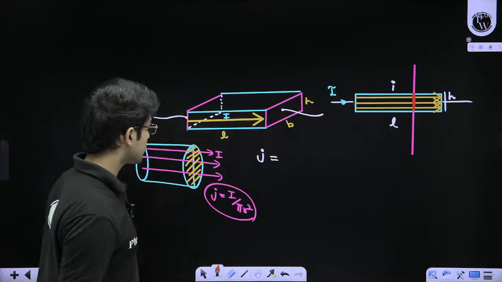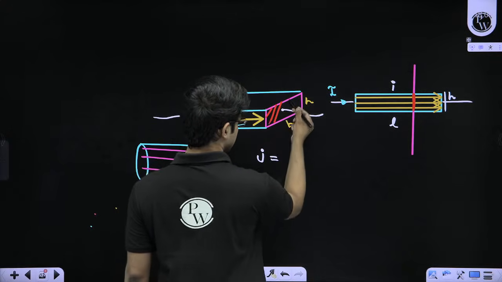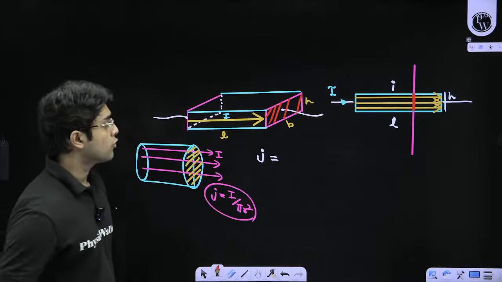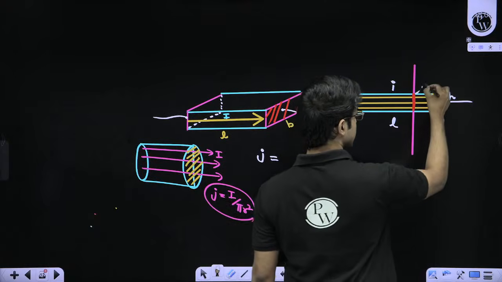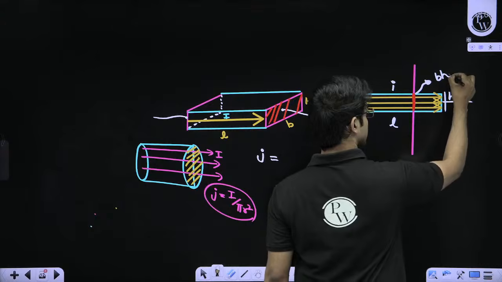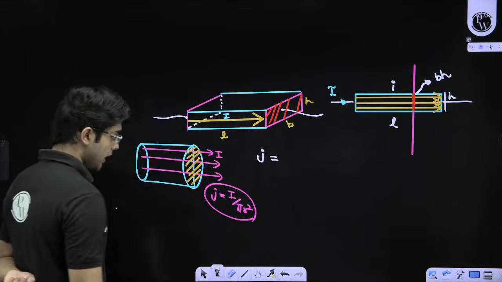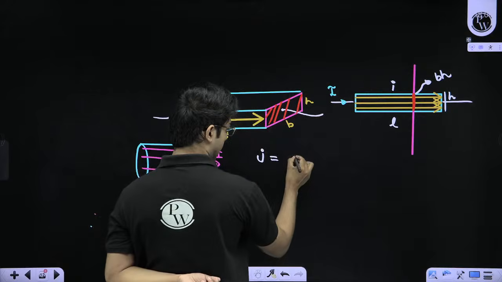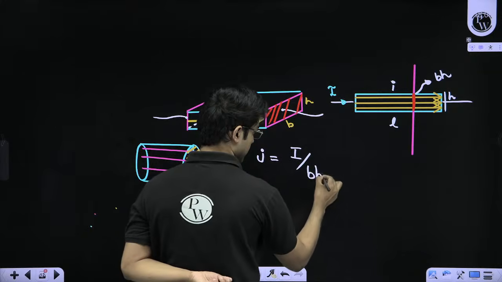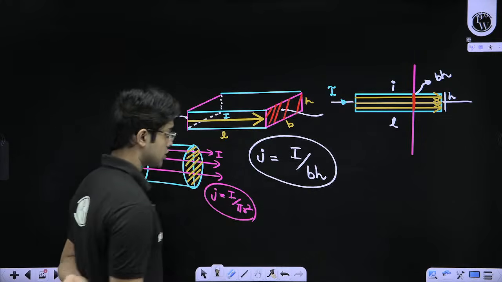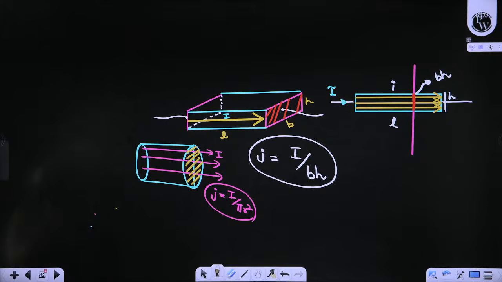Okay, and in this view, what is that area? It's going to be this area, right? So that is going to be a rectangle whose area is B into H. So this red area is simply B into H, breadth into height, right? So J here will be the current I divided by the perpendicular area which it cuts, which is BH. I divided by BH. That will be the answer. Great.